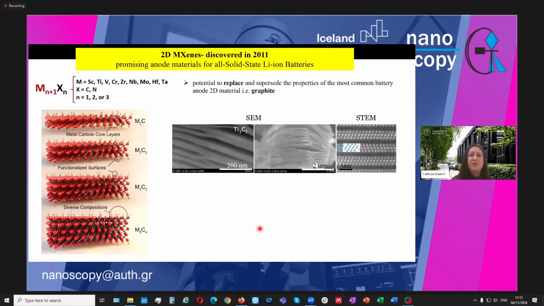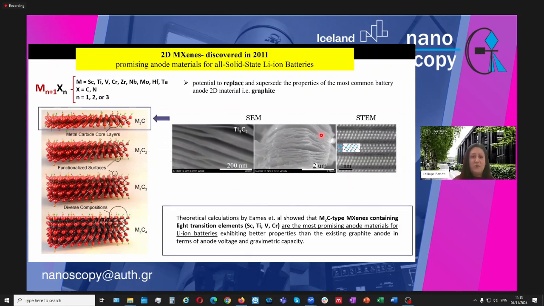However, research in recent years has intensified towards new promising anode materials after the discovery of MXenes, a new family of 2-dimensional materials. MXenes are transition metal carbides, nitrides, or carbonitrides having different mass per formulas, and they exhibit the potential to replace and even supersede the properties of the most common 2D anode material so far, which is graphite.